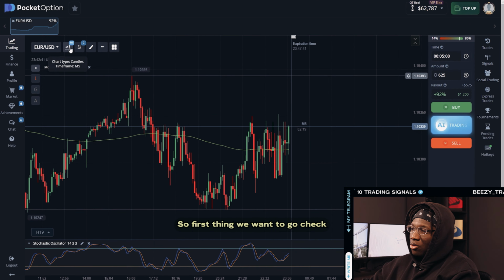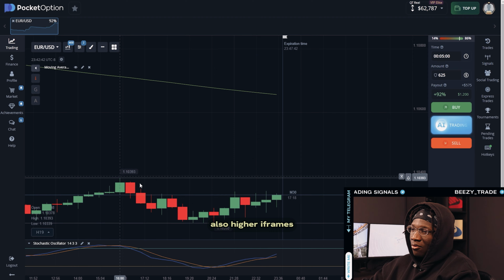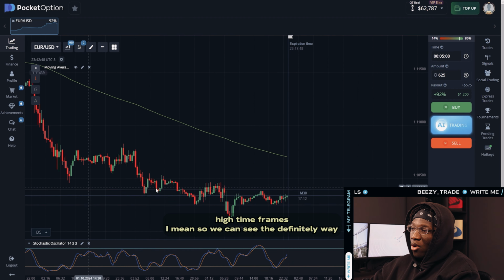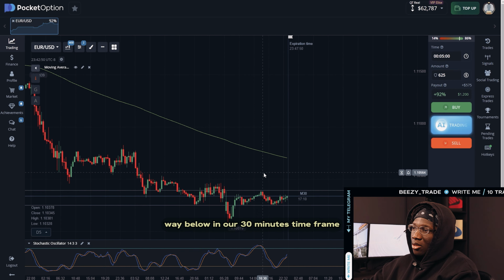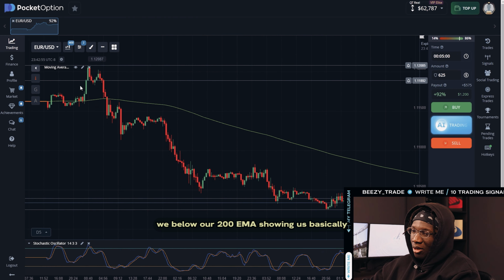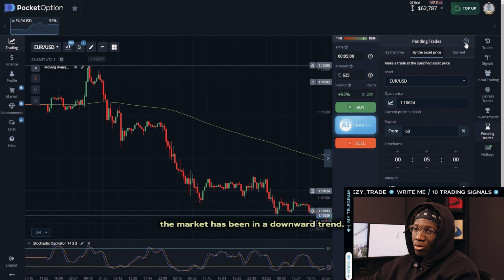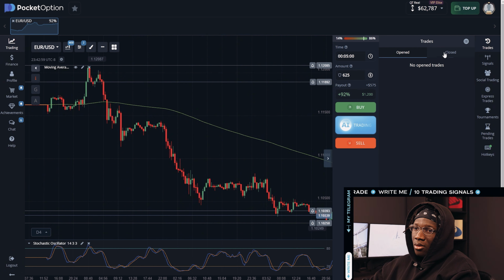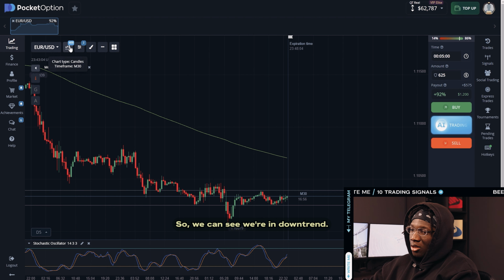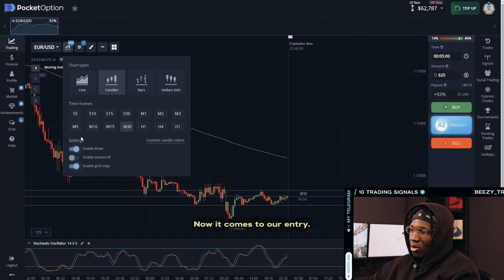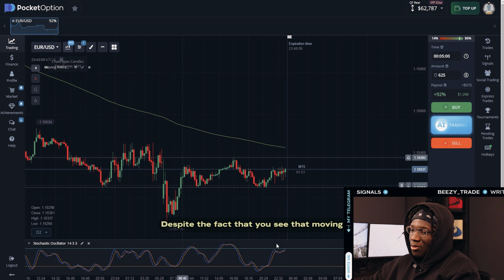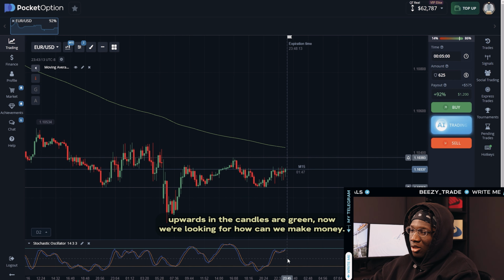First thing we want to do is check our higher time frames. We can see that we're definitely way below our 200 EMA in our 30 minutes time frame, showing us basically the market has been in a downward trend. Let me close this real quick. So we can see we're in a downward trend. Now it comes to our entry. Now we know we're in a downward trend, despite the fact that you see it moving upwards and the candles are green.